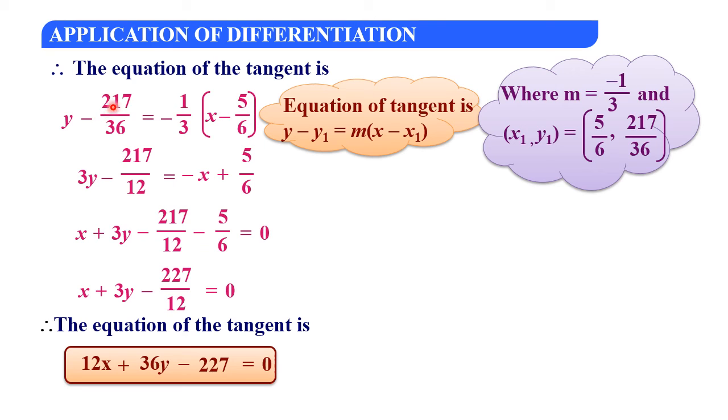So y minus y1 equal to slope into x minus x1. Here y minus y1 is y minus 217 divided by 36, the slope is minus 1 by 3, and x minus x1 is x minus 5 by 6. So you go and simplify this full term. In the end you will get the equation of the tangent, that is 12x plus 36y minus 227 equal to 0. This is the equation of the tangent.